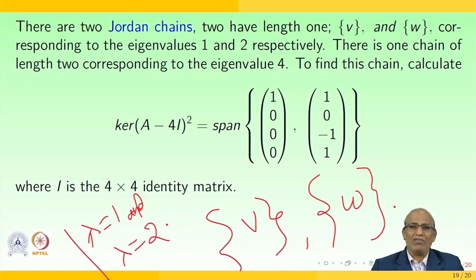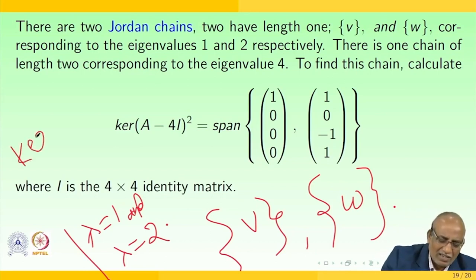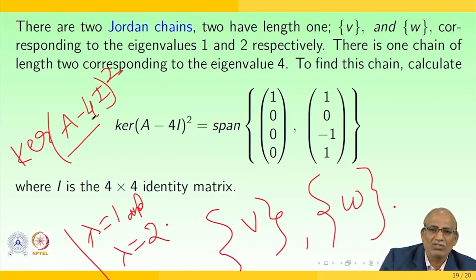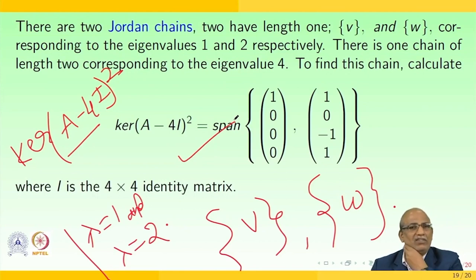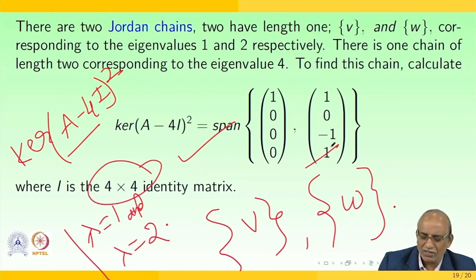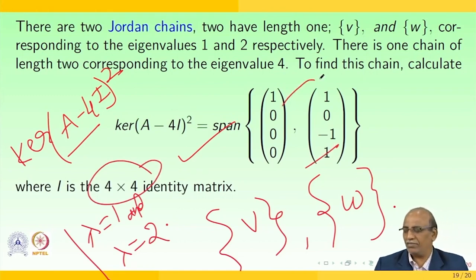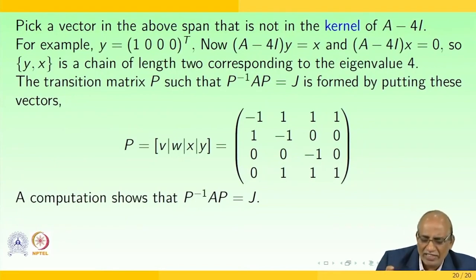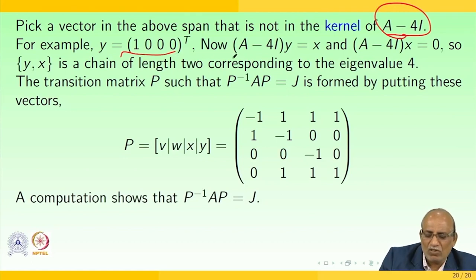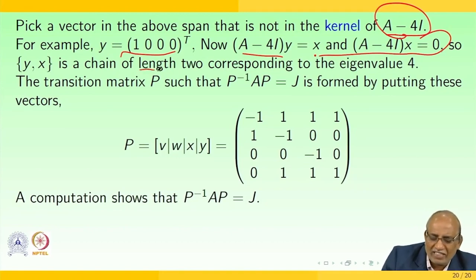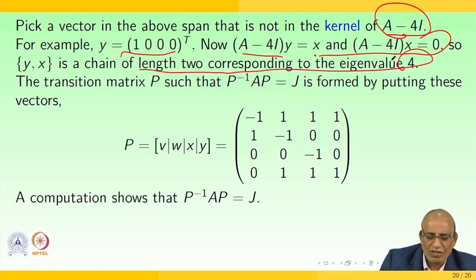To find this chain, we calculate the kernel of A minus 4I whole squared. This is how you get the rank and nullity. Using this computation we get the matrix in this fashion, the span of this matrix. Then pick a vector in the above span that is not in the kernel of A minus lambda I. For example, take y equal to (1, 0, 0, 1); then (A minus 4I) y is equal to x and (A minus 4I) x is equal to 0. So y, x is a chain of length 2 corresponding to the eigenvalue 4.